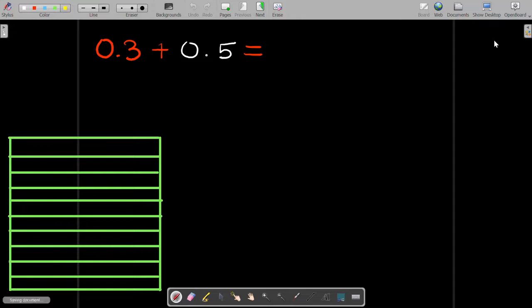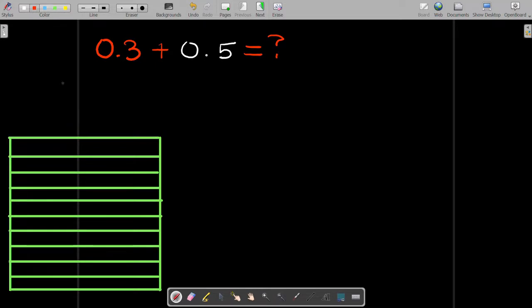Today we'll be learning how to add decimals. Now before I get started with this problem, I encourage you to pause the video and try this problem for yourselves. Okay, I'm assuming you've given the problem a go. Let's get started. So here we have 0.3 plus 0.5 equals something.